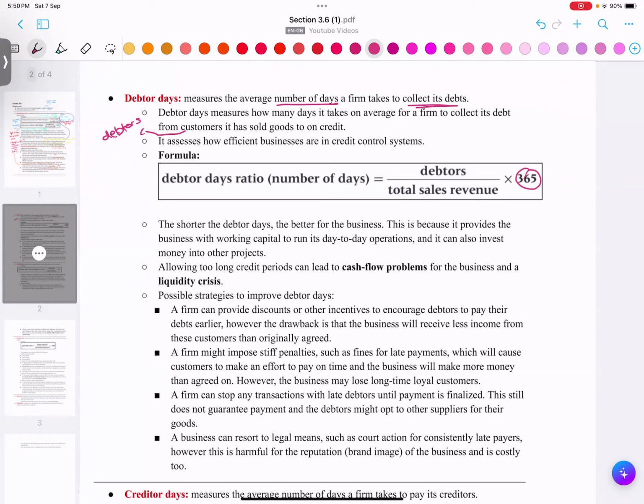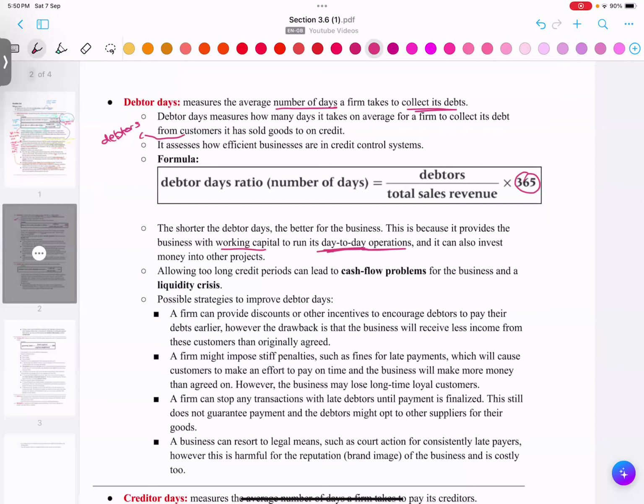It assesses how efficient businesses are in credit control systems. The shorter the debtor days, the better for the business, because that means these customers that are debtors are paying faster for the goods that they bought on credit. This is because it provides the business with working capital. Working capital is used to run its day-to-day operations, and it can also invest money into other projects. So they can pay their rent bill, their electricity bills, the salaries for their employees, whatnot. Allowing too long credit periods can lead to cash flow problems because they won't have money to pay for their everyday bills for the business, and cause a liquidity crisis.